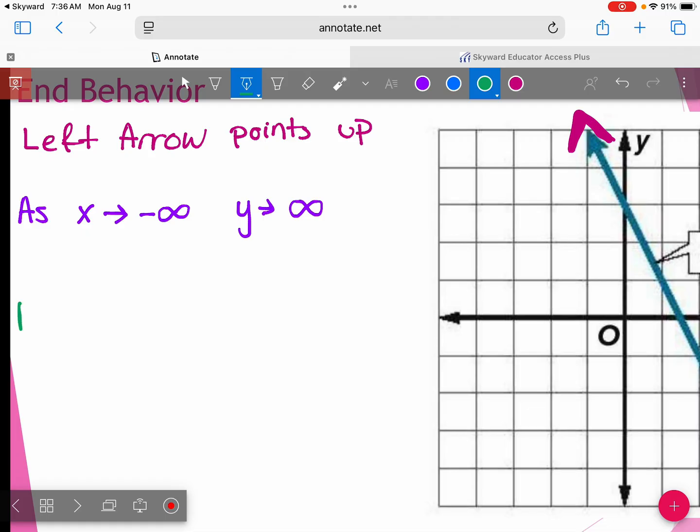Down. So the other thing we want to say is that our right arrow points down. That would be how we would say it in like people words. We're talking like people. Then we've got to write it as math. So the way we map this is we say, but as our x's get really big, as x gets more and more positive, as x gets closer and closer to infinity.